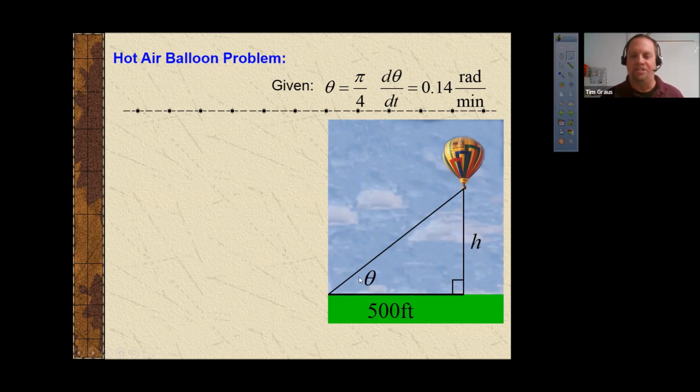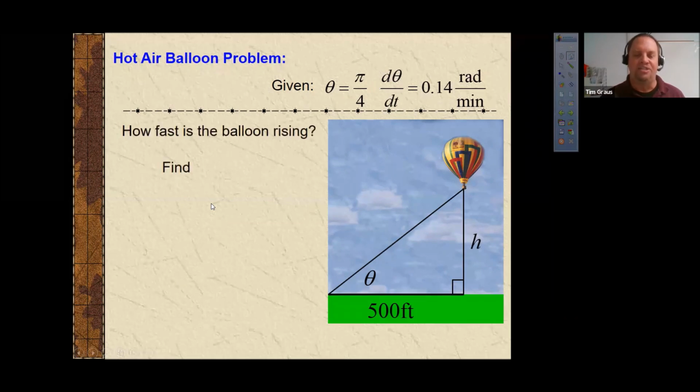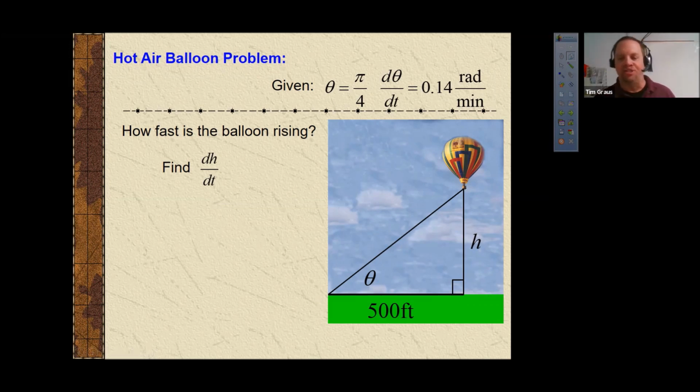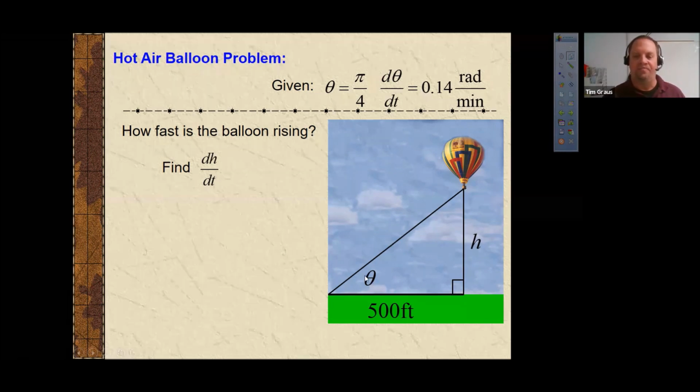Well, I gave the change in theta a name that reminds me that it's a derivative. Let's give the change in height a name that reminds me that it's a derivative. We're going to try to find dH/dt. What I need now is a formula that relates theta and h. Well, this is a right triangle. We can use right triangle trig and say that the tangent of theta is opposite over adjacent, or tangent of theta equals h over 500.